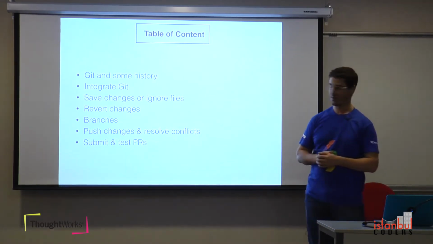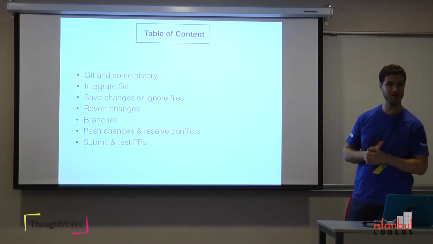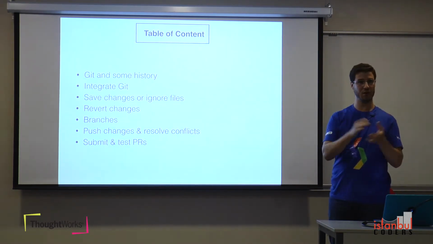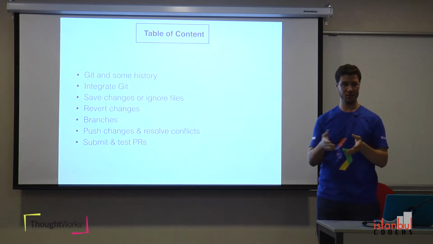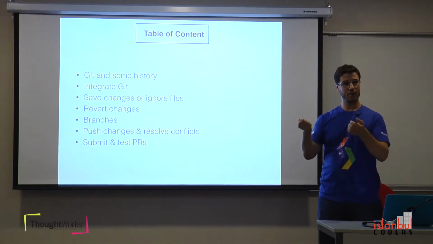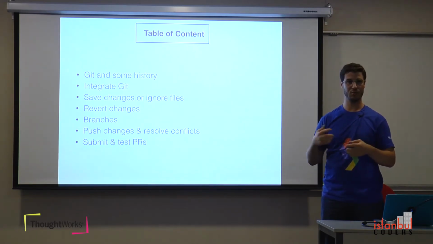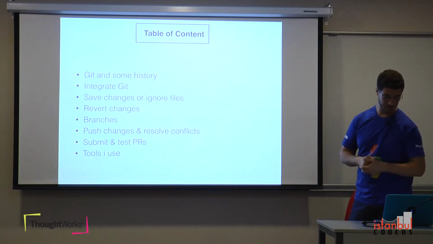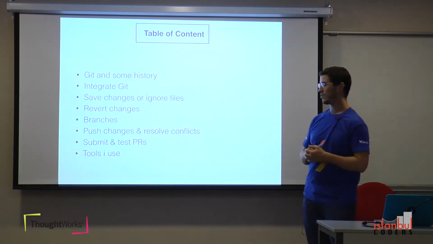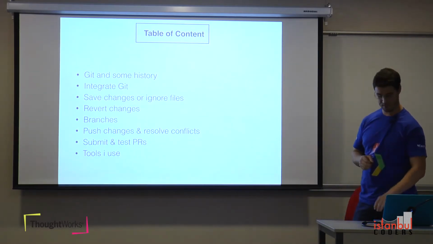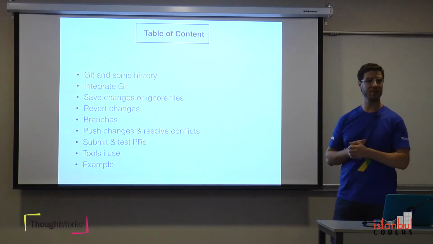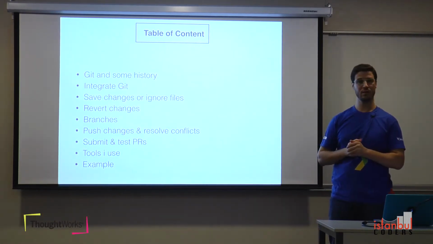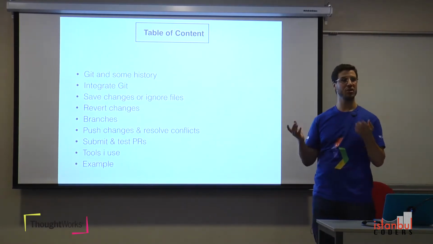Then submit and test PRs. How to submit a PR, pull request, and how to test a pull request. For example, you are the maintainer of a given project, or you are the team leader in your team, and the developer pushes a pull request, so you need to try to test it before you merge it into the master or whatever branch you are using. Okay? And I will give you some tools I use frequently, and I think they are interesting. Also, we'll try to do an example from zero ground to the final station, okay? So we'll try to start from zero until we push it to GitHub.